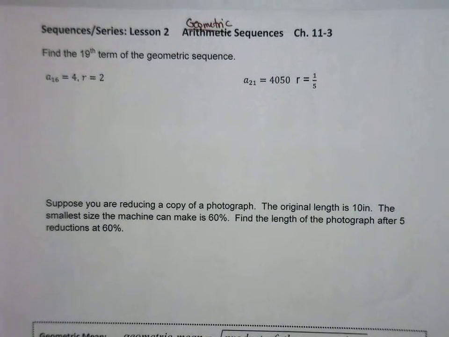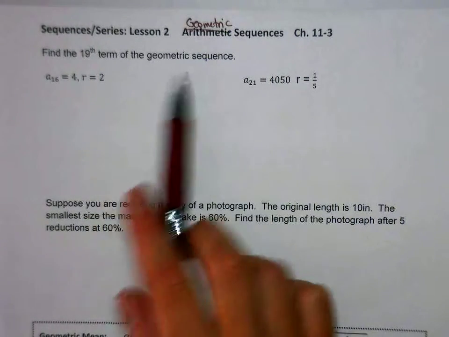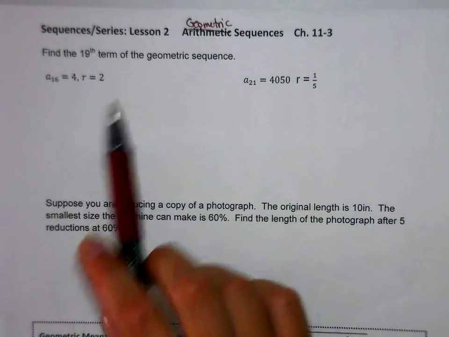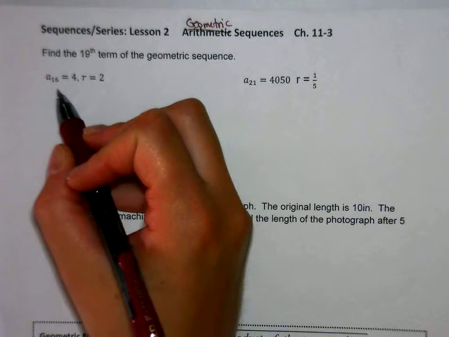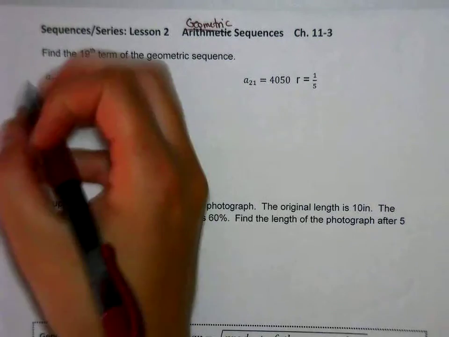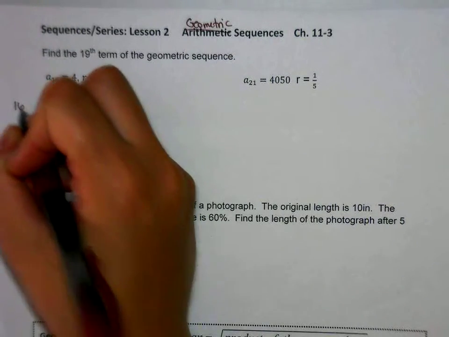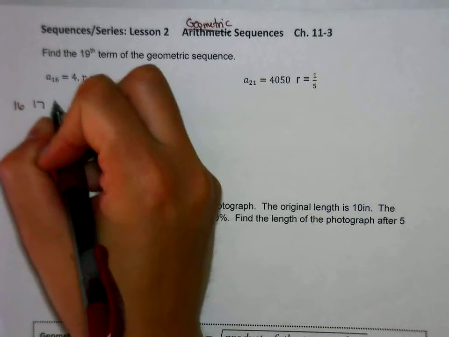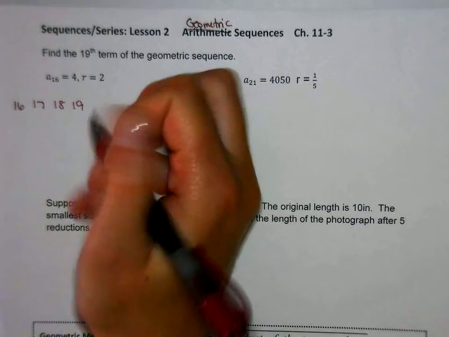Alright, so now let's look at the backside of our geometric sequences notes. We want to find the 19th term of each geometric sequence. Let's say we have the 16th term. Technically, to use the explicit formula, we need to know our first term. We know the 16th, and we want to get to the 19th term.